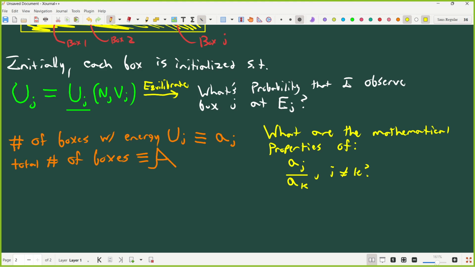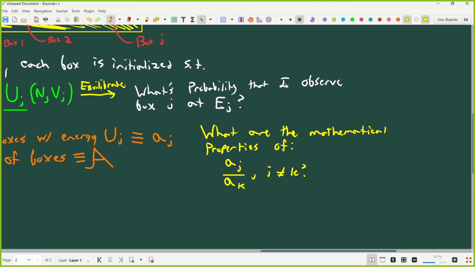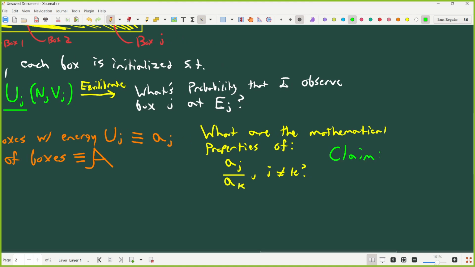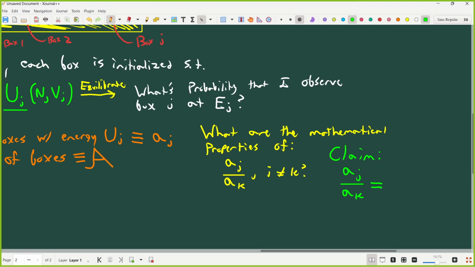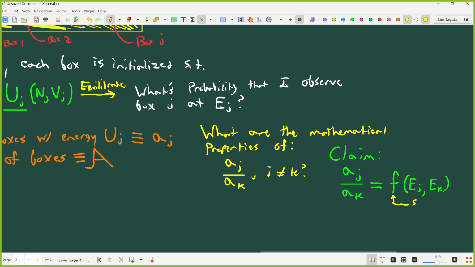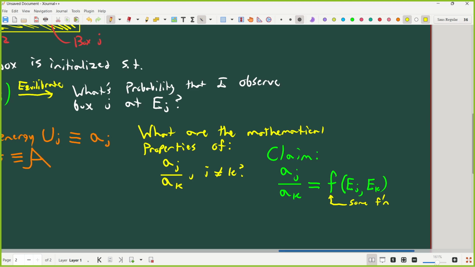Okay, so we can make a claim that this ratio is equal to some function. We don't know what it looks like, but it's some function of the energy of box J and the energy of box K. Some function. We'll figure out that function in a second.